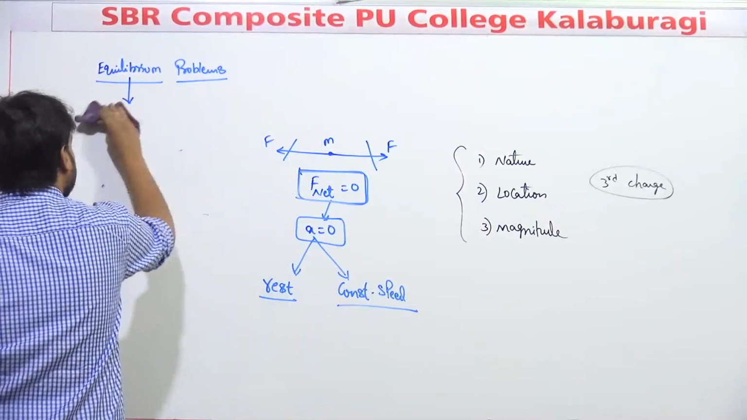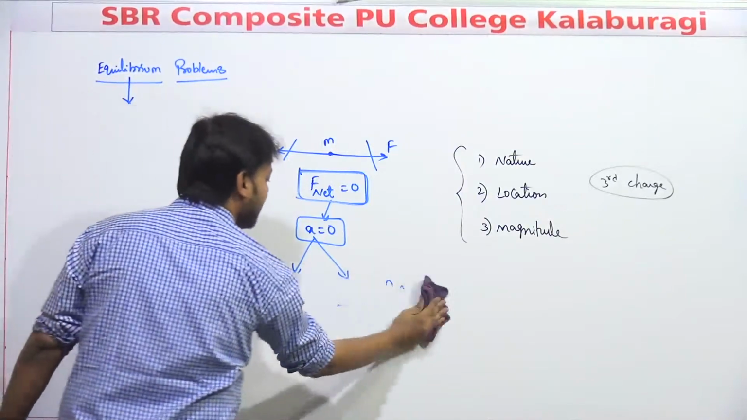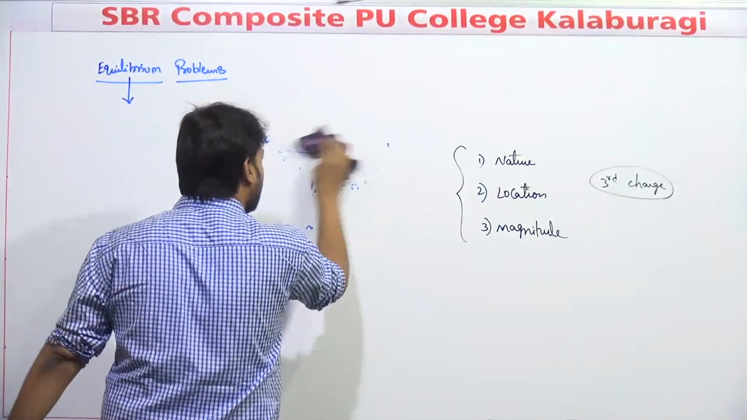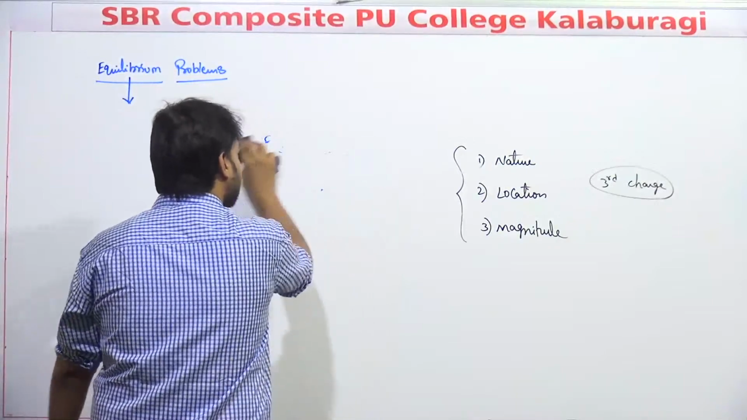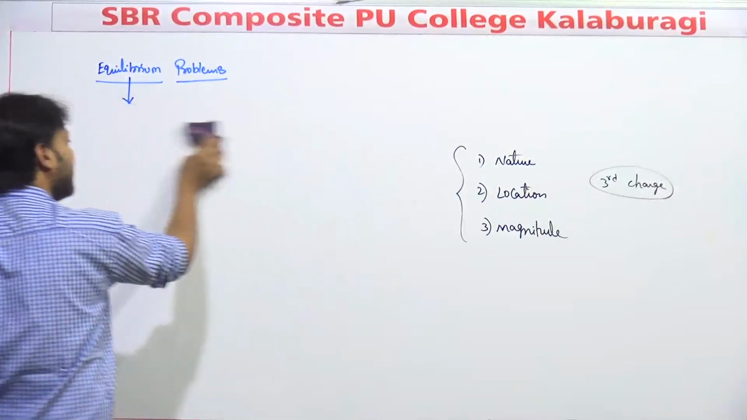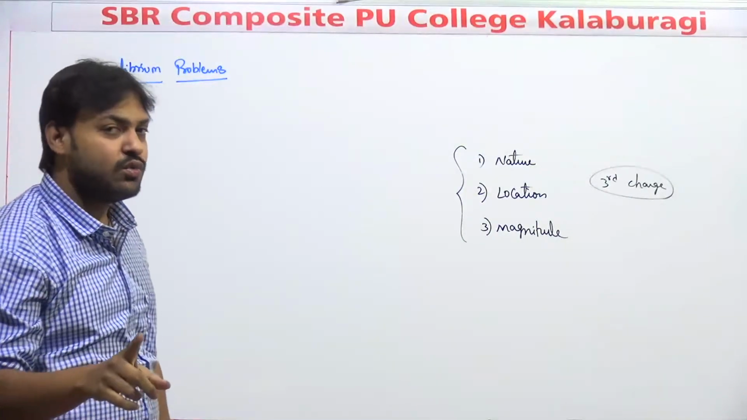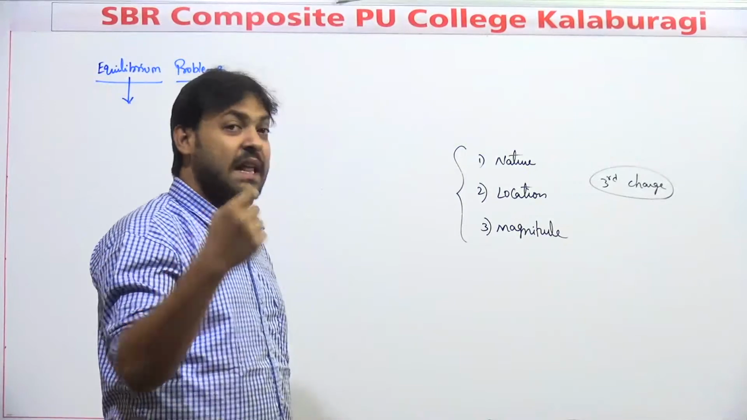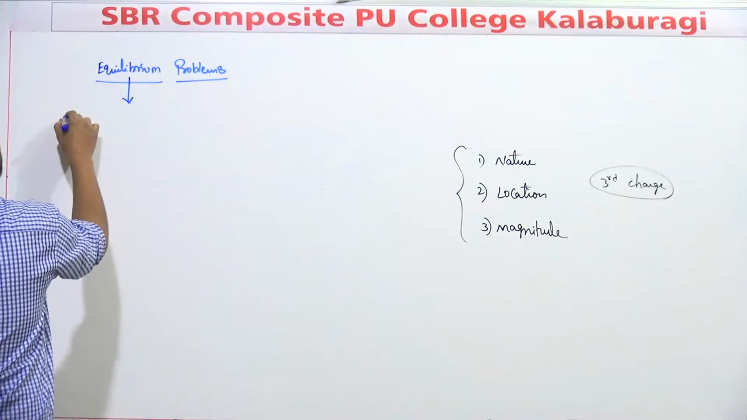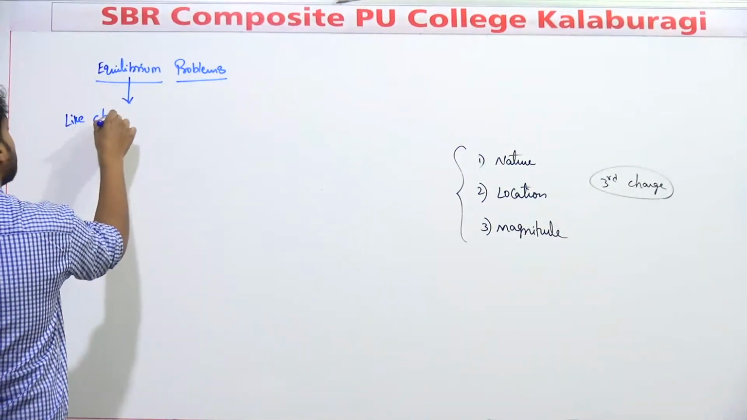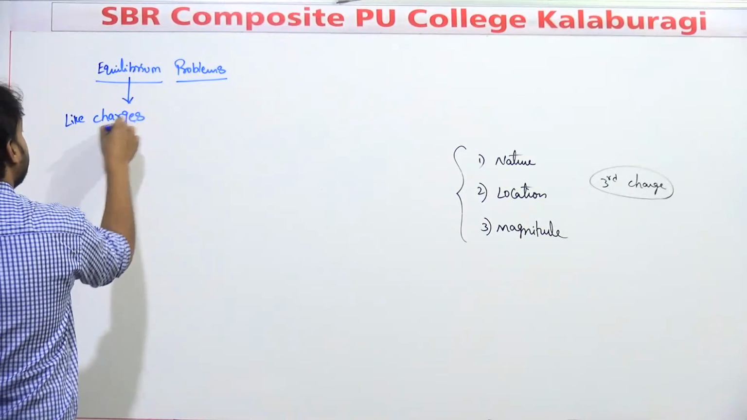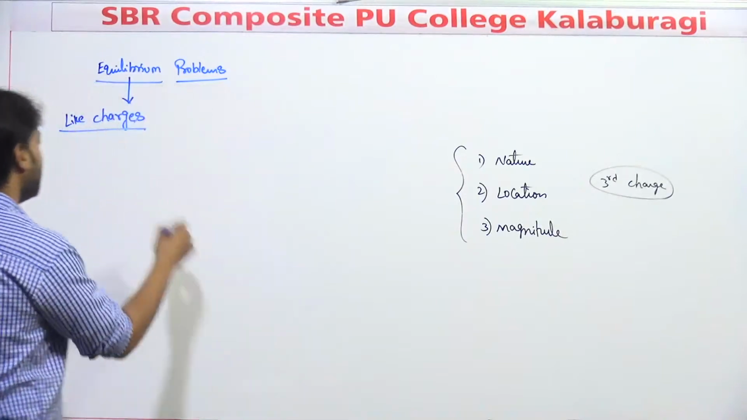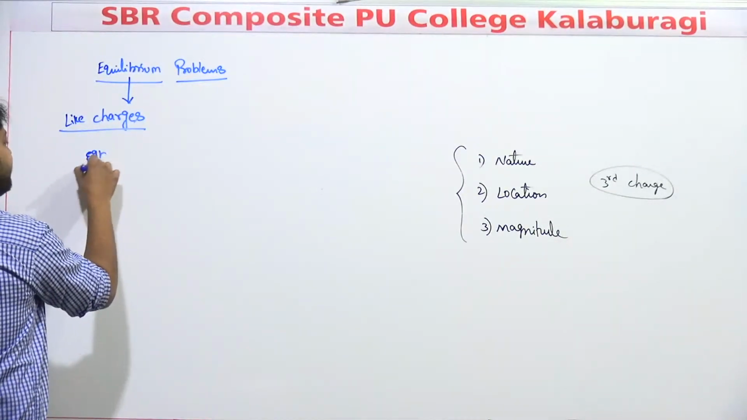Take a question, and with that question you can understand. Here again two cases will be there. In the two charges, there can be like charges or unlike charges. So case 1, I will consider only like charges. Case 1, equilibrium problems on like charges. Take a question so that we can calculate everything.